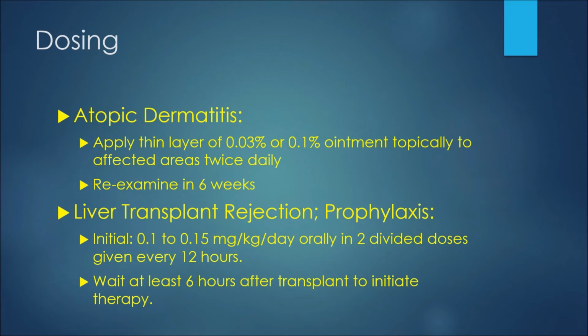For liver transplant rejection prevention or prophylaxis, we would see an initial dose of 0.1 to 0.15 milligrams per kilogram per day orally in 2 divided doses given every 12 hours. And they would wait at least 6 hours after the transplant to initiate therapy.